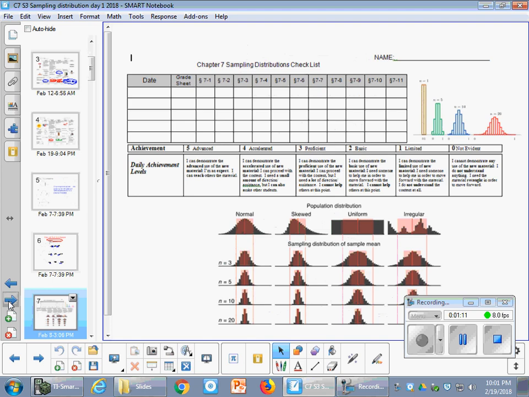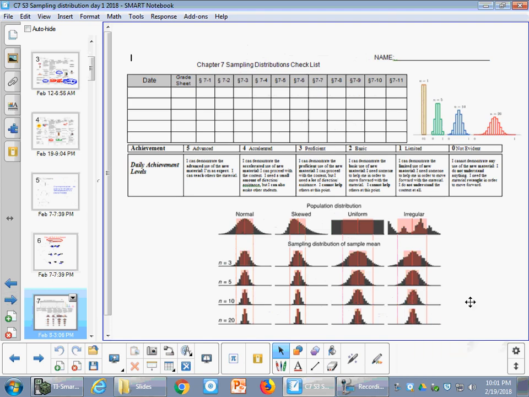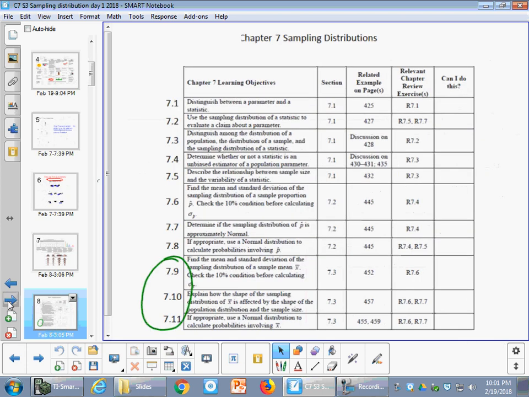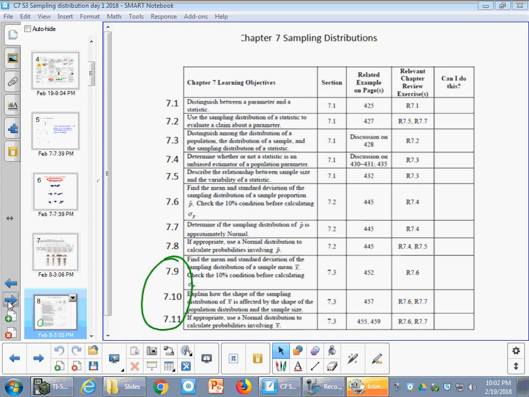Okay, next page is taking a look at the objectives for this chapter. And the objectives are on the back side of that page I gave you last week. We have covered the first 8 objectives, although I will be taking a look back at 7.2 when I return. Today and the rest of this week, we will be doing the last 3 objectives: finding the mean and standard deviation of the sampling distribution of sample means of x bars, checking the 10% condition before calculating sigma sub x bar, explaining how the shape of the sampling distribution of x bar is affected by the shape of the population distribution and the sample size, and if appropriate, using the normal distribution to calculate probabilities involving x bar.